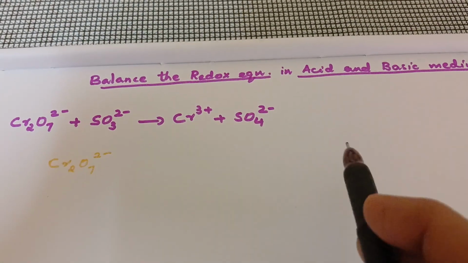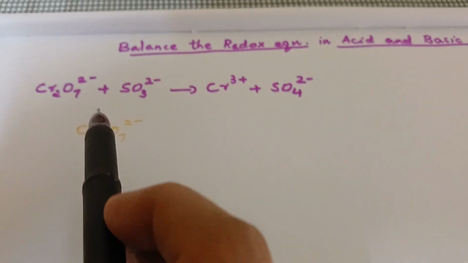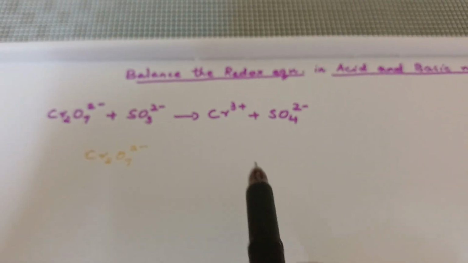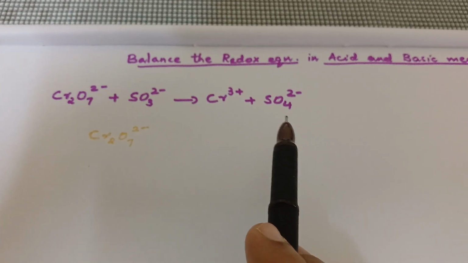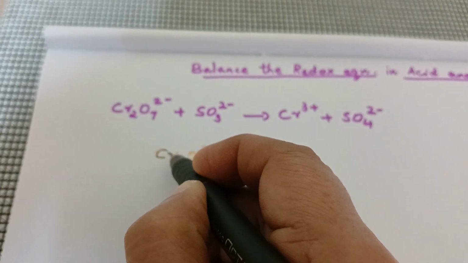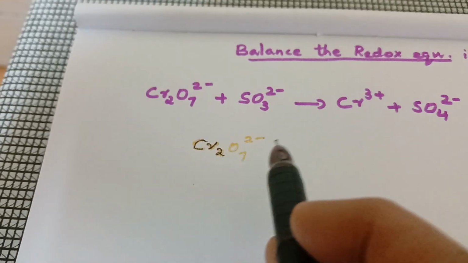Balance the redox equation in acidic and basic medium. Cr2O7 2- plus SO3 2- giving Cr3+ and SO4 2-. First let us divide it into the two half reactions. Let us take the equation or make an equation with chromium on both sides.